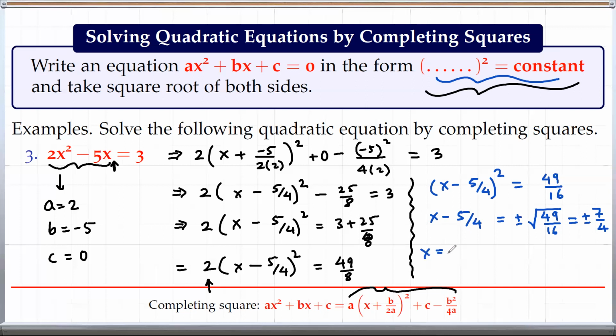So we get x equals, now we can add 5/4 to both sides. So we get 5/4 plus or minus 7/4. So when we take plus, we have 5 plus 7 over 4, which is 12/4, which is 3. And when we take minus, we have 5 minus 7 over 4, which is negative 2/4, which is negative 1/2. These are the solutions, 3 and negative 1/2.